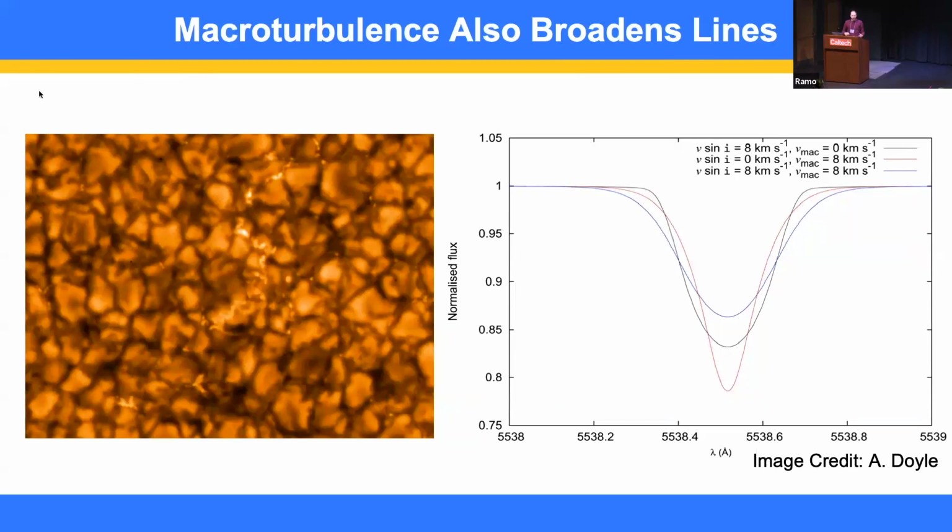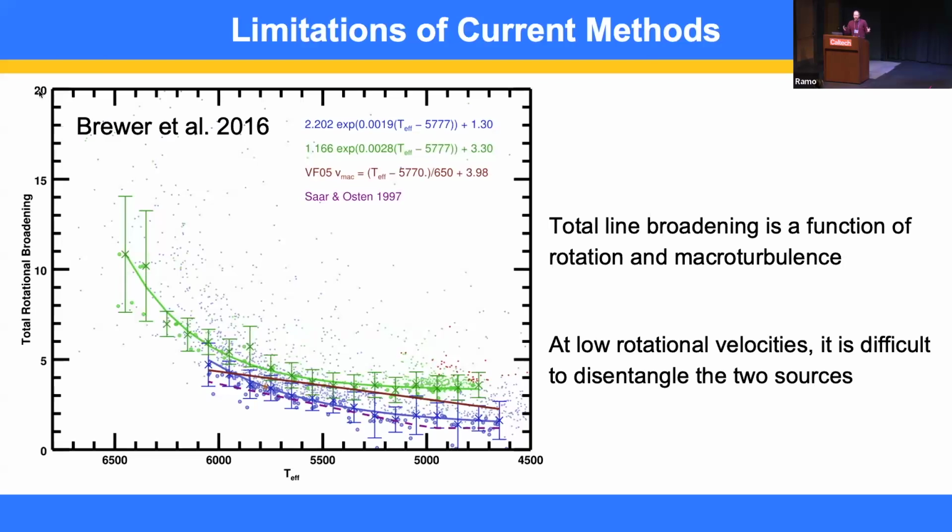And so at very low V sin I values, the macroturbulence becomes kind of equally dominant as the rotational broadening, and this makes that V sin I value very difficult to disentangle from the total broadening. So we have a scenario now where for relatively slow rotating stars, which are most of the sun-like stars, we essentially can't measure accurate and precise V sin I values. And this is the reason why that study stopped at 6,000 Kelvin.